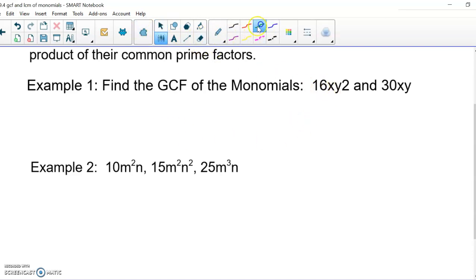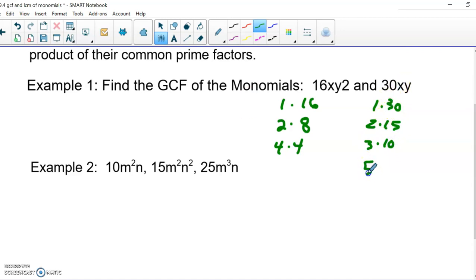evenly. Just like when we were factoring quadratics, we said, hey, 1 times 16, 2 times 8, 3 doesn't go into 16, and 4 times 4. Once you repeat, that means you're done. So let's do it with 30. 1 times 30, 2 times 15, 3 times 10, 4 doesn't go into it evenly, and then 5 times 6, and we're back to 6.